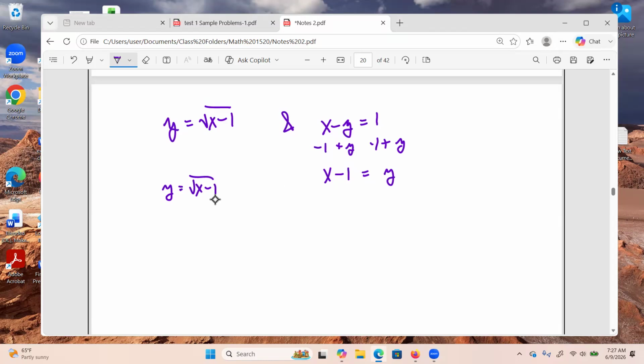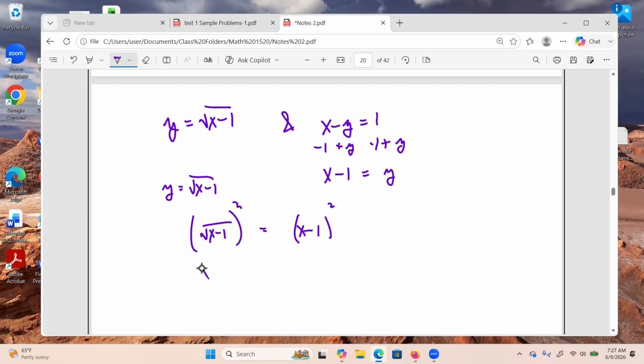Next, we have to figure out where these two things intersect. So we're going to set them equal to each other. So we have the square root of x minus 1 equals x minus 1. Well, I got a square root. The way to get rid of the square root is to square it. Don't just square the terms. Go ahead and square it out.